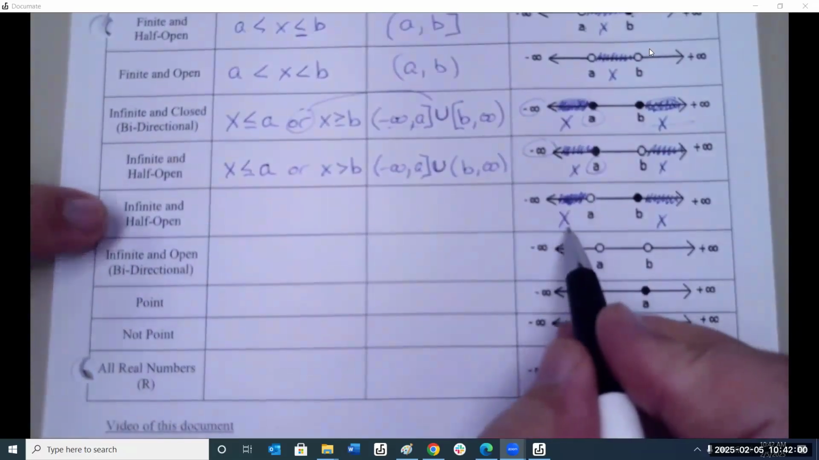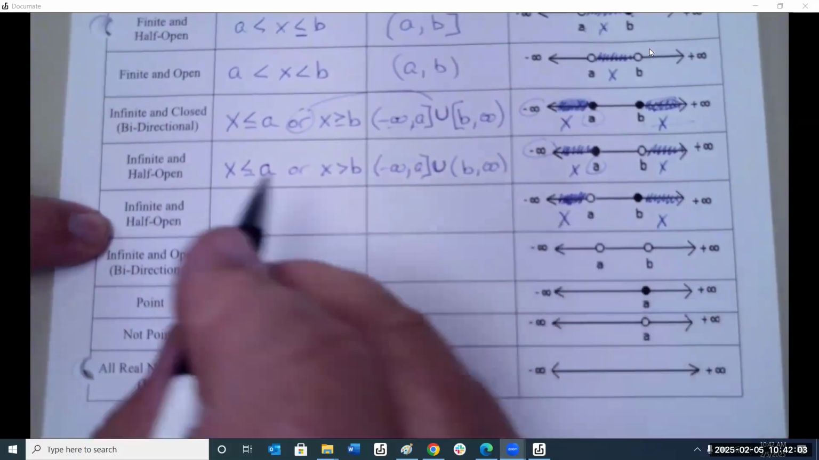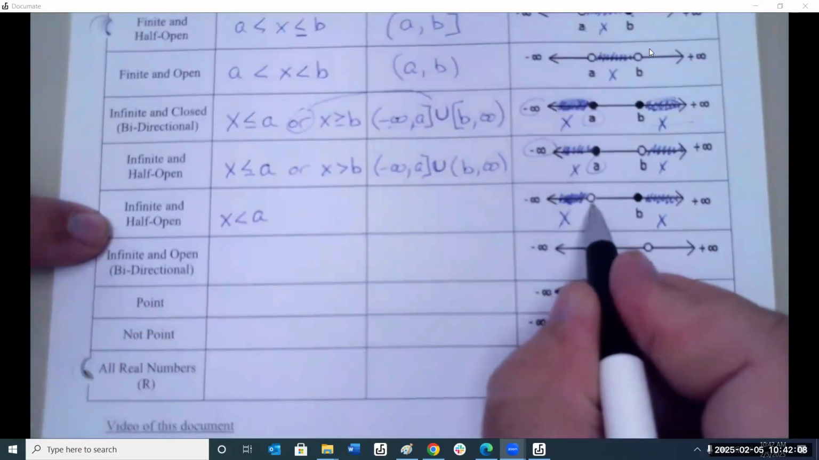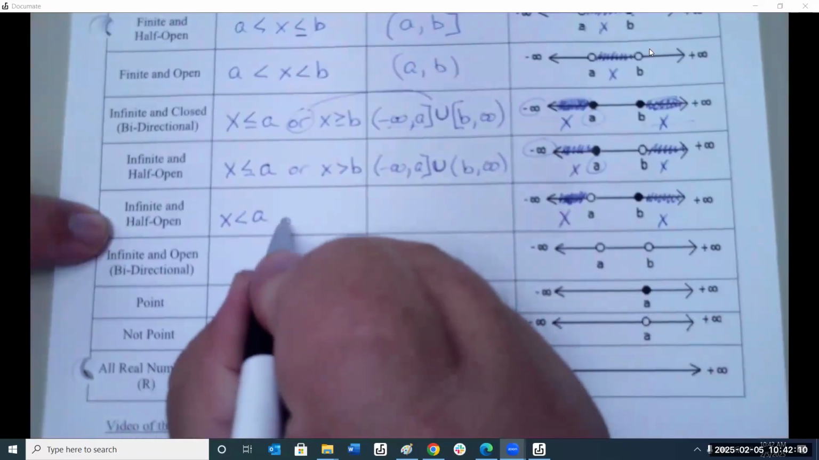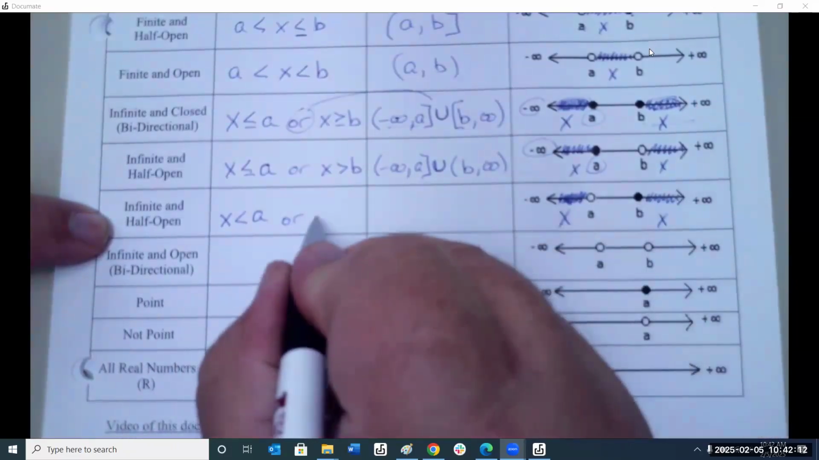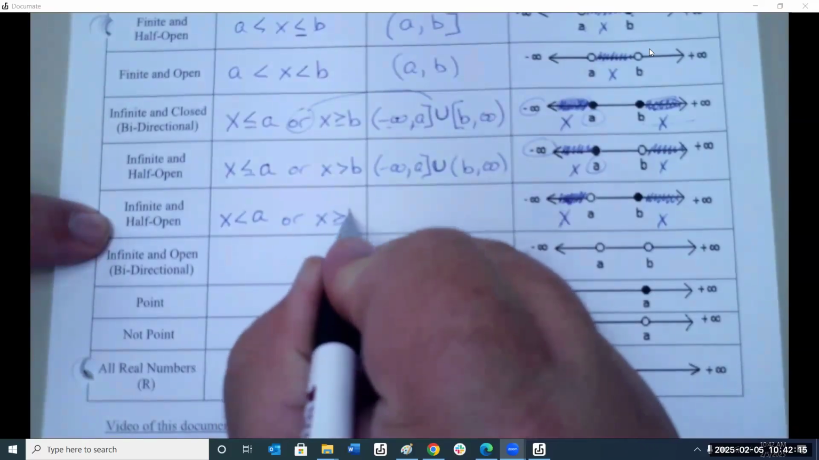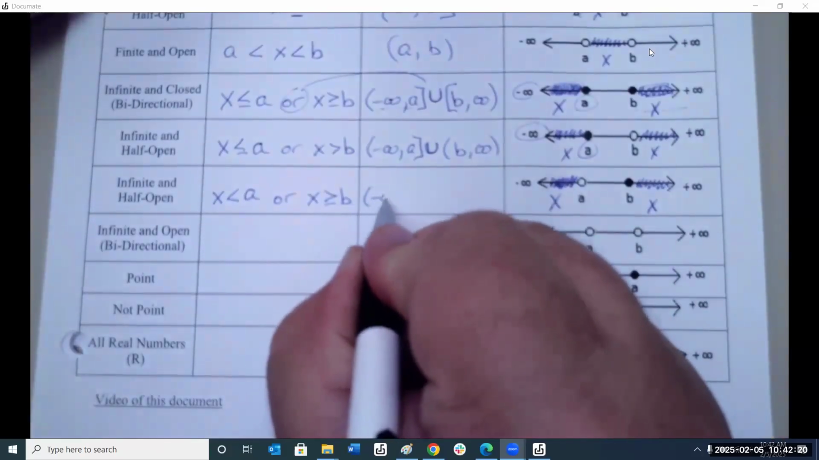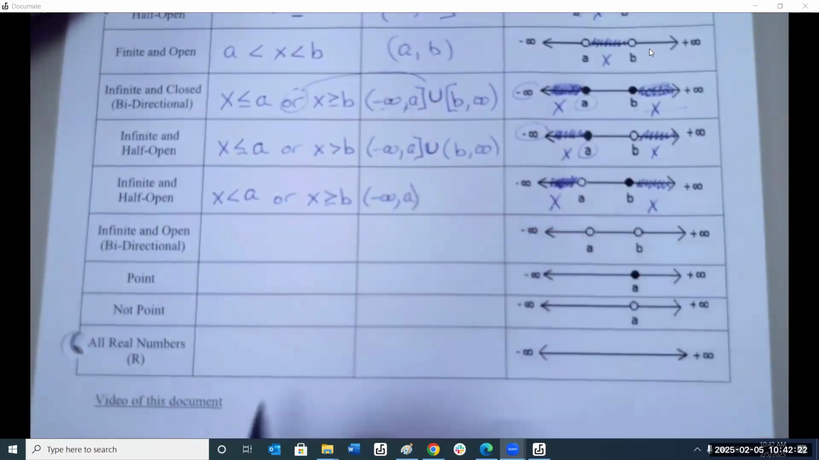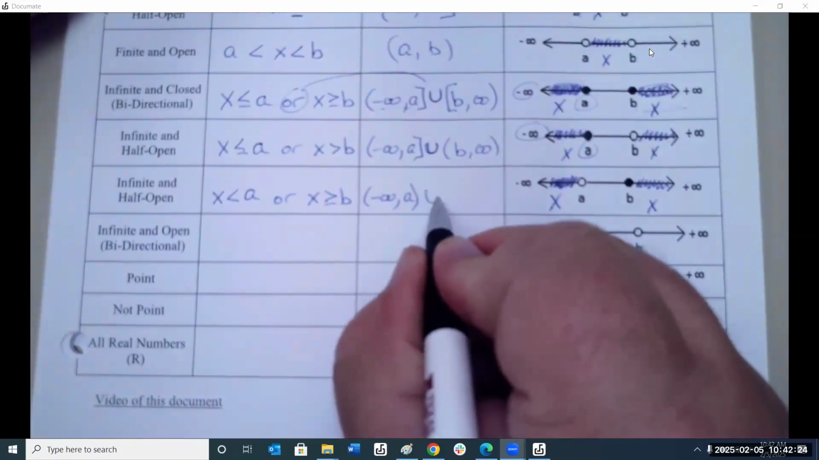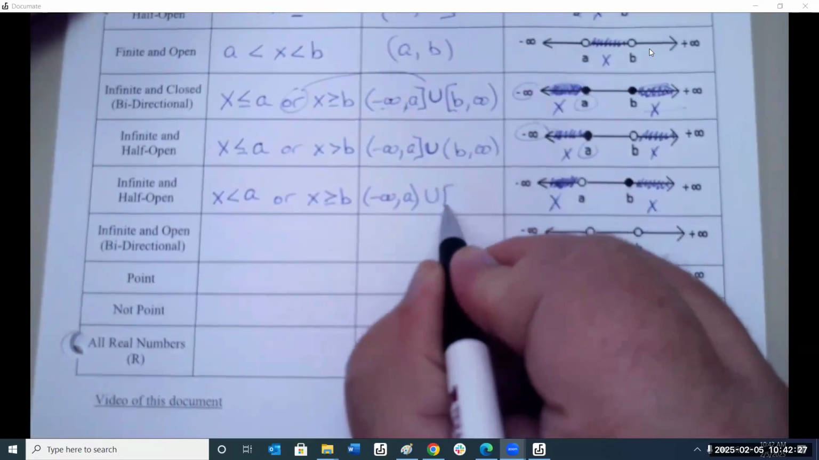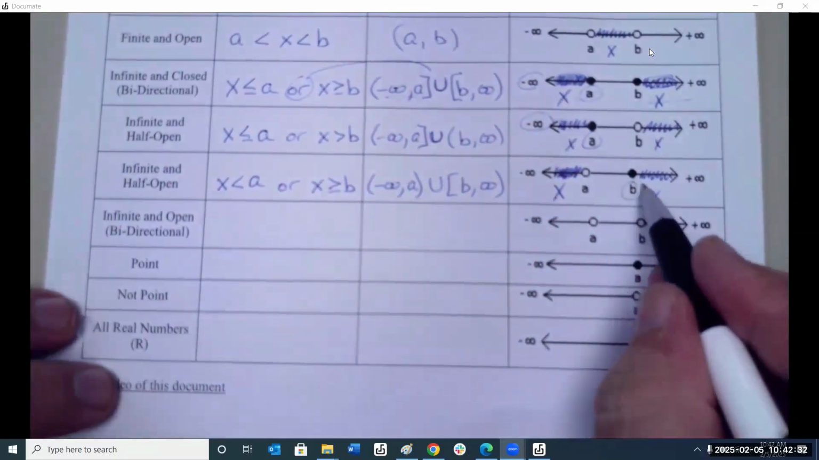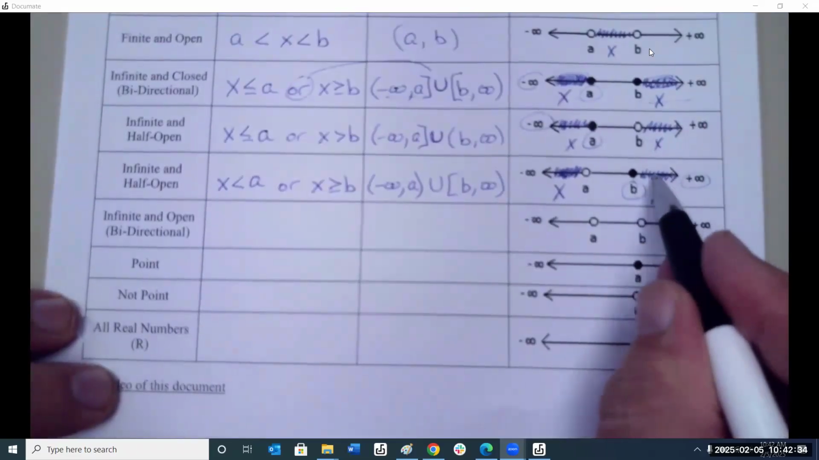So in this next one, X is to the left, so X is less than A, and I cannot use A, so it's a strictly less than, or X is bigger than B, and I can use it. So I'm going from negative infinity to A, parenthesis, union, that's a solid, so it's a bracket, B to positive infinity. Remember, the intervals, I have to start and end in that interval.